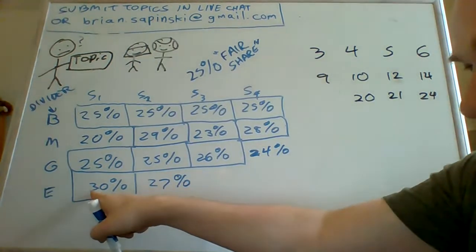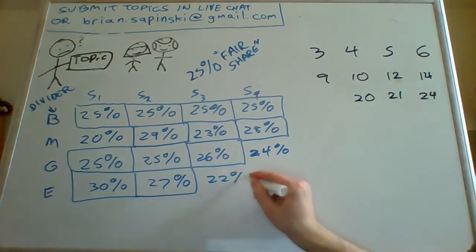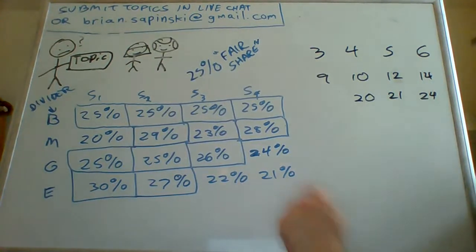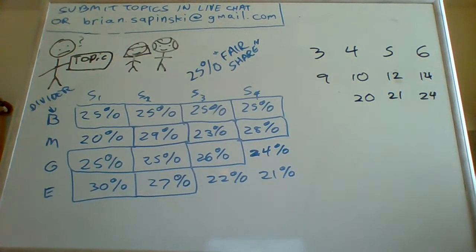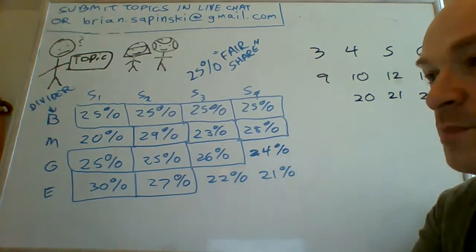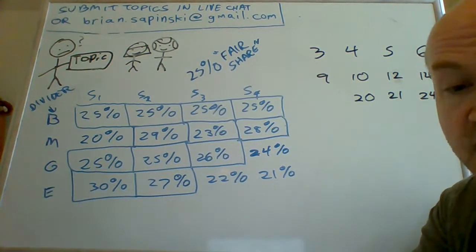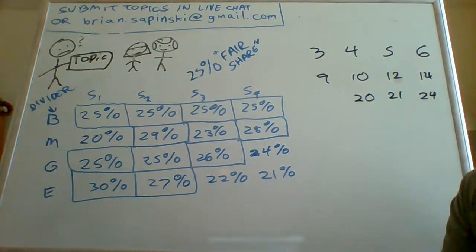So 30% for Elise would be fine. This 27 would be okay, but this 20 and 21 would not, because they fall under her expectations. So this is where everything lands with each person. After determining what everybody considers to be a fair share, the only thing that's left is officially deciding who gets what share.